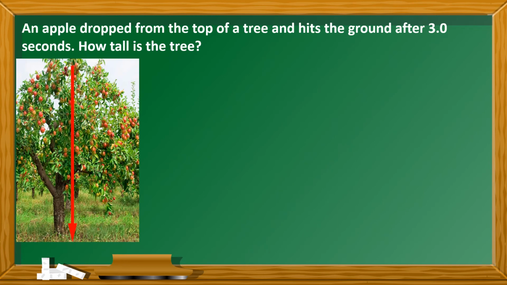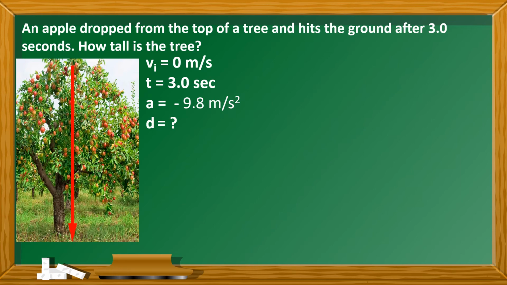An apple dropped from the top of a tree and hits the ground after 3 seconds. How tall is the tree? For us to better visualize it, here's the illustration. Now we have to get the variables given. Since the apple was dropped from the top of the tree, the initial velocity is 0. The time given is 3 seconds. And the acceleration, since it is directed downwards, would be negative 9.8 meters per second squared. Now we have to find the distance.